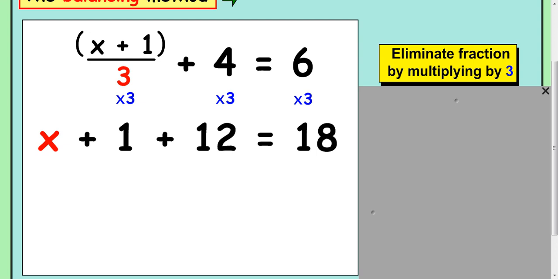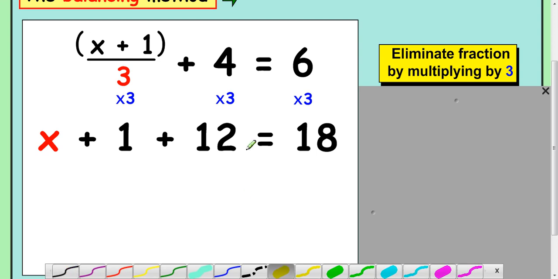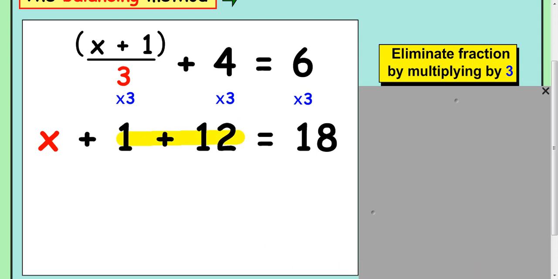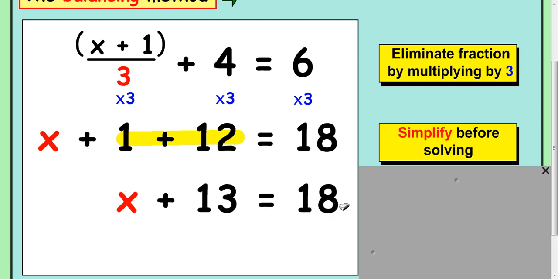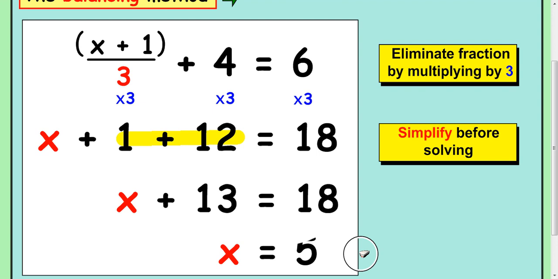So we can simplify here. I've got a 12 and a 1, so always simplify this side and the other side if necessary before solving the equation. Add the 12 and the 1, you're going to get 13. So x plus 13 is equal to 18. And finally now you're at the point where you can solve the equation. If we just take away 13 from both sides, we can see that x is equal to 5.